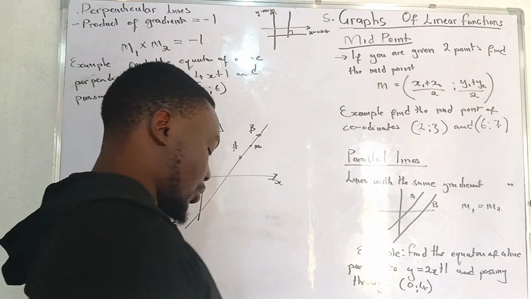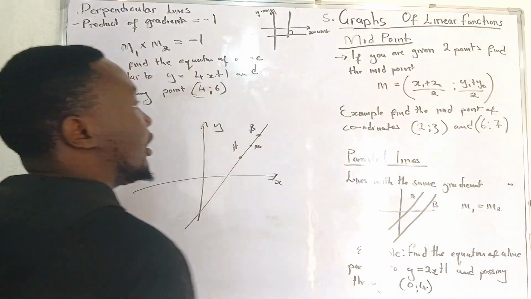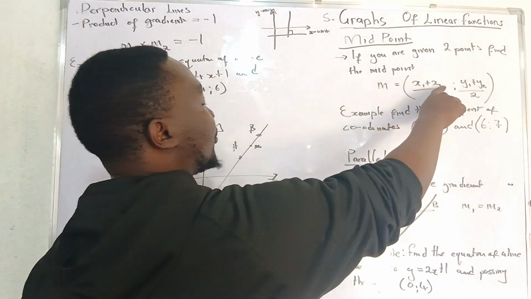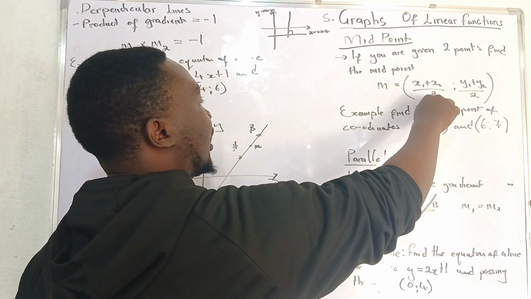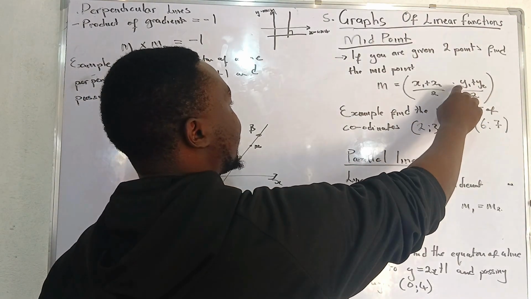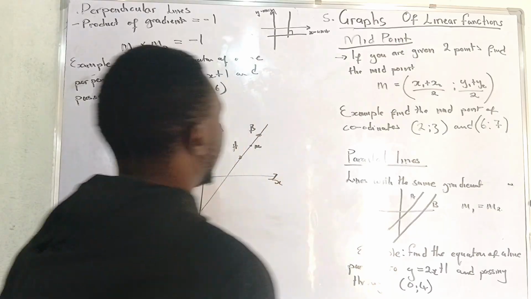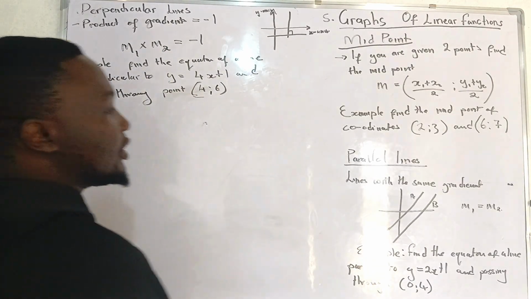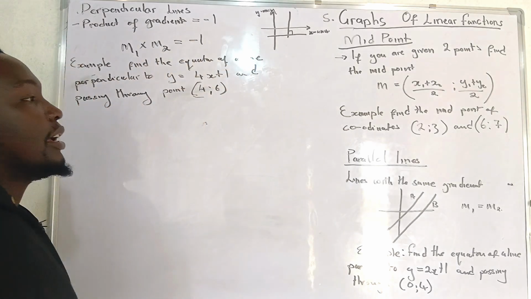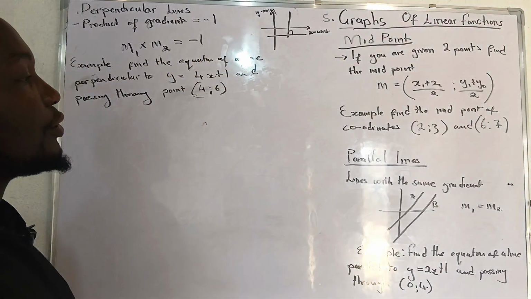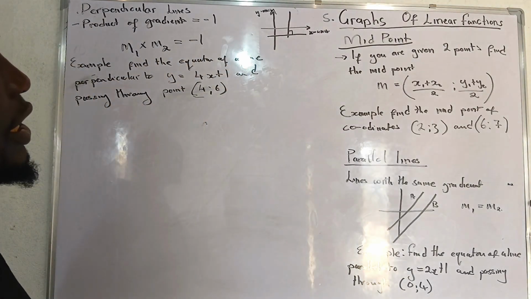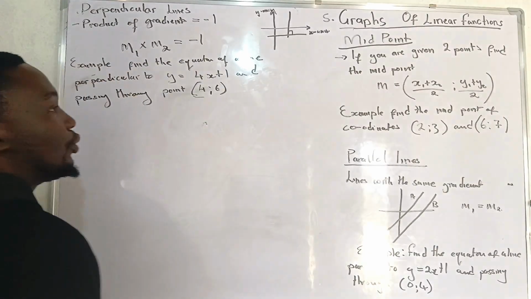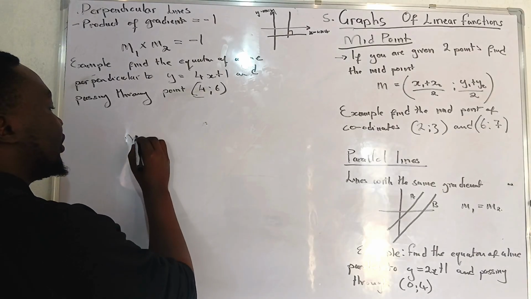So in order to find them, we use the formula that is given on the board, where the coordinate for x1 plus the coordinate for x2 are added then divided by 2, the same for the y coordinate. So let's do an example so that it becomes a little bit clearer. Find the midpoint of coordinates (2, 3) and (6, 7). So we use the midpoint formula.